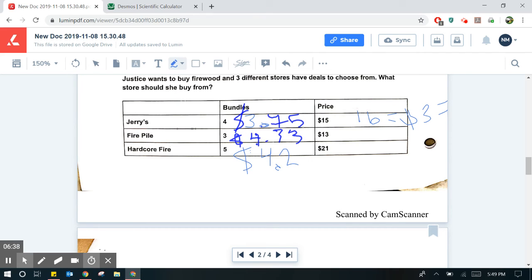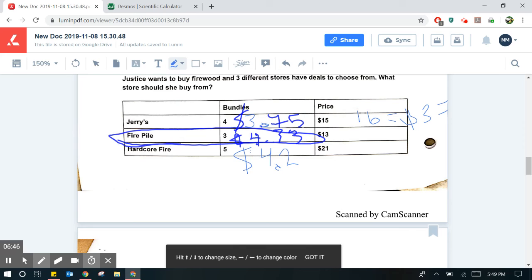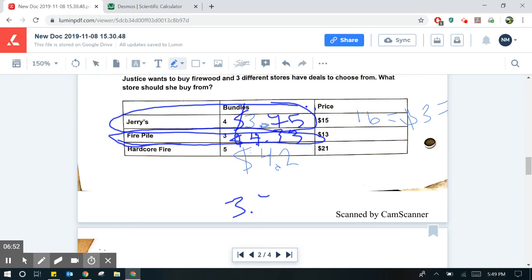And clearly at this point, our better one is the fire pile. It's going to be the best deal here because it's, sorry, not the best deal. That's the worst deal. The best deal is going to be Jerry's because Jerry does one bundle for $3.75. We want the cheaper options.